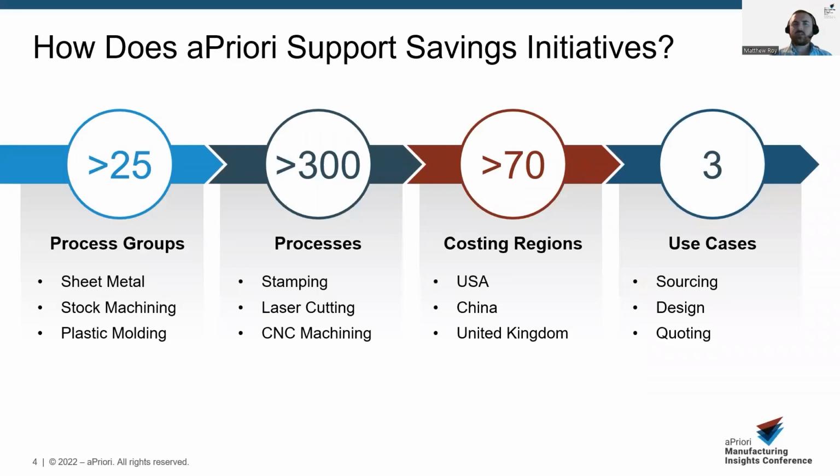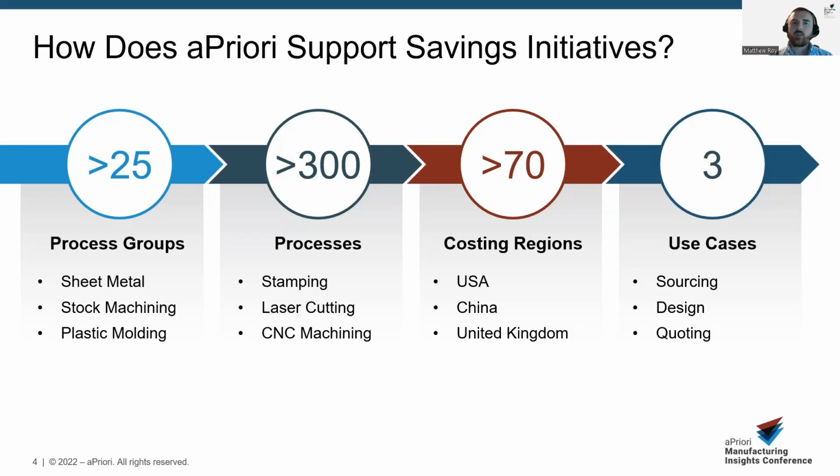I think it makes a little bit of sense to talk here about how we support these savings initiatives. We have over 25 different process groups in aPriori to work with: sheet metal, stock machining, plastic injection molding, just to name a few. We have over 300 discrete processes within aPriori that we can use to help us analyze component cost. We have over 70 different costing regions. We can understand geographically how much a part should cost, be it the United States, China, the United Kingdom, or anywhere else in the world.